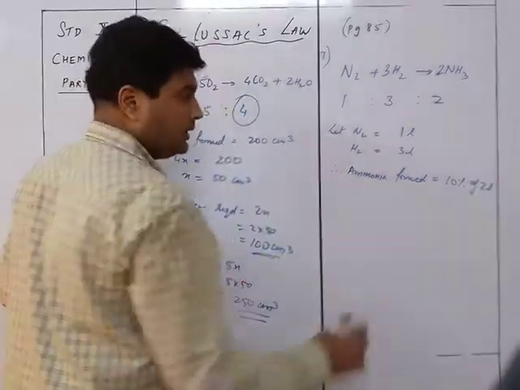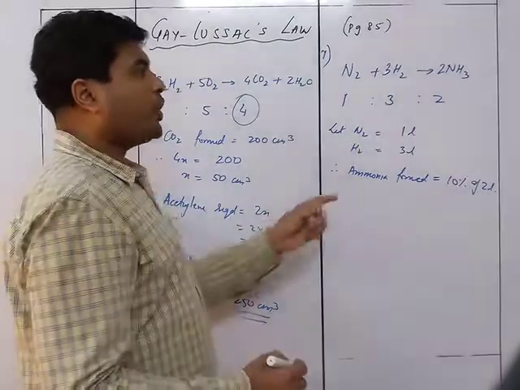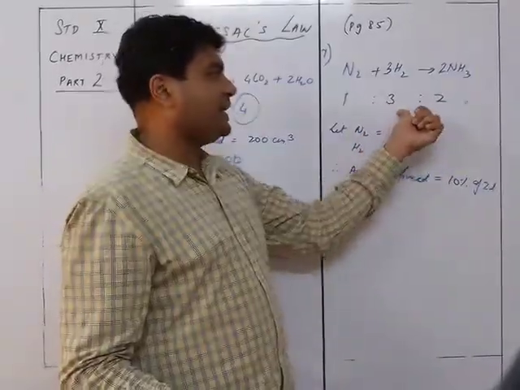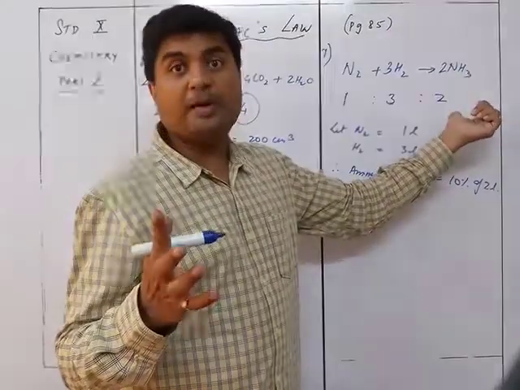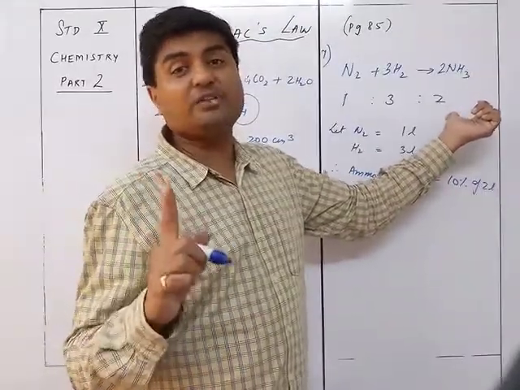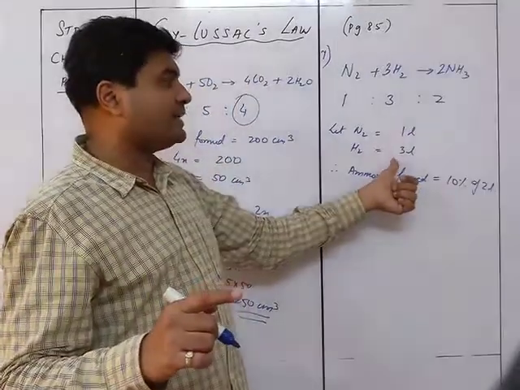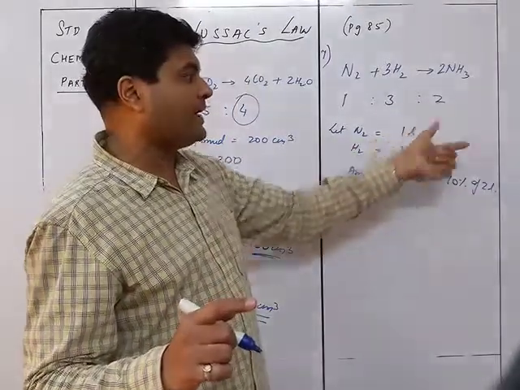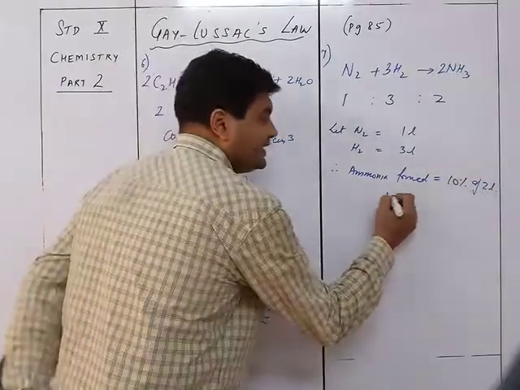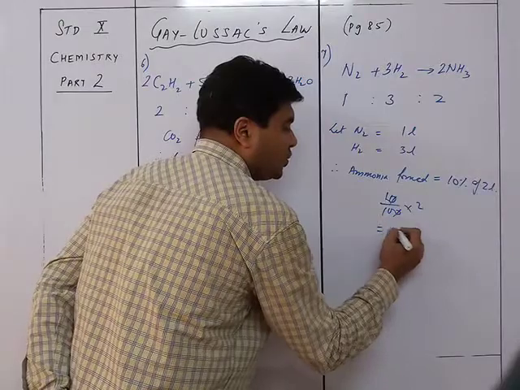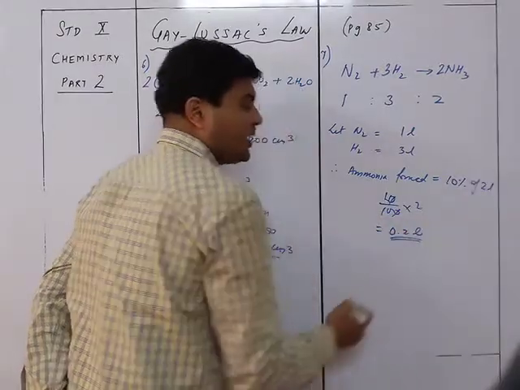Why is it so? Because if we would have given you 100% result, then if this is 1 liter and this is 3 liters, this will be 2 liters. But no, what do they say? They said that the conversion was only 10%. That means if I take this 1 liter and this 3 liters, I don't get 2 liters, but I get only 10% of 2 liters. That is 10 upon 100 into 2. That is going to give me 0.2 liters. So that's why the amount.